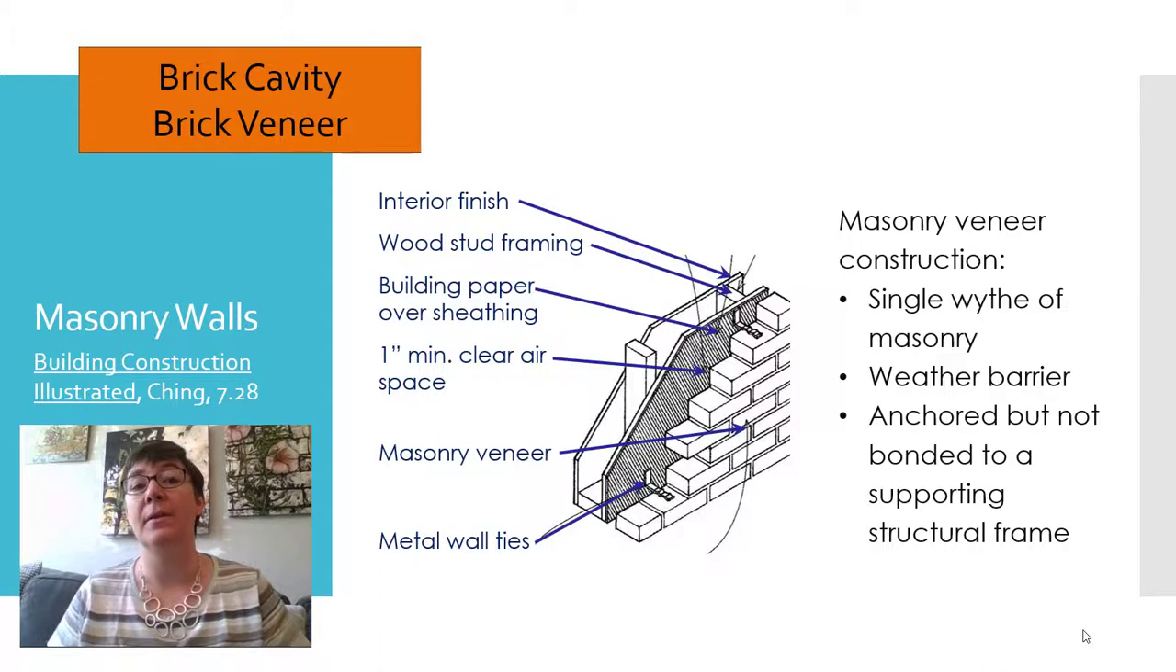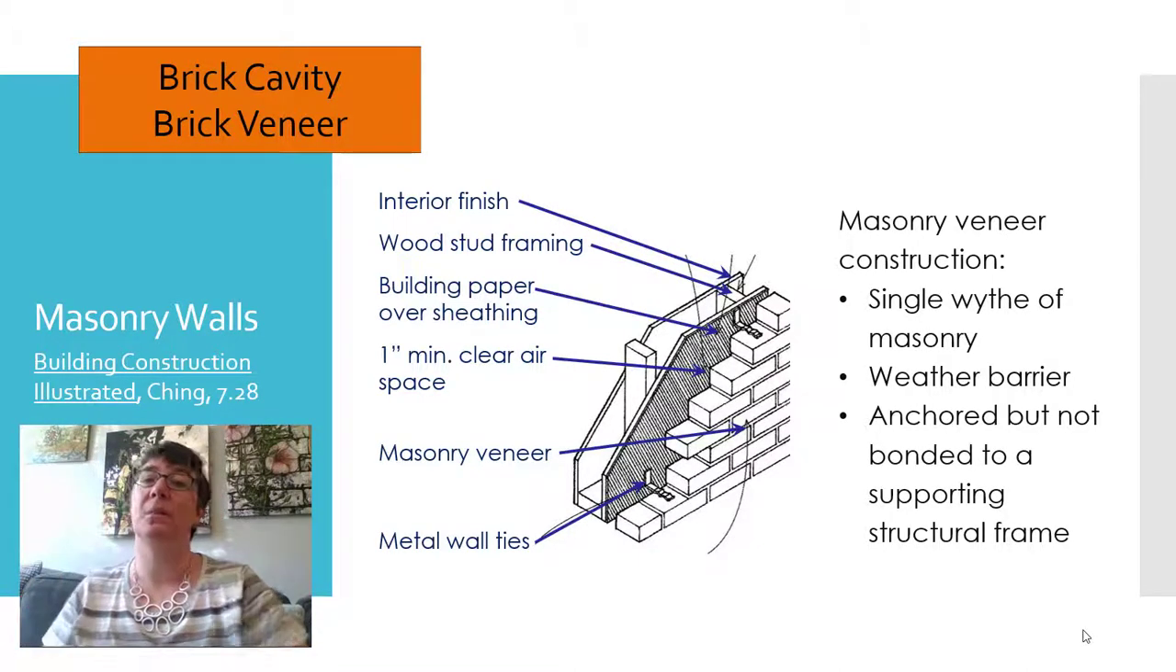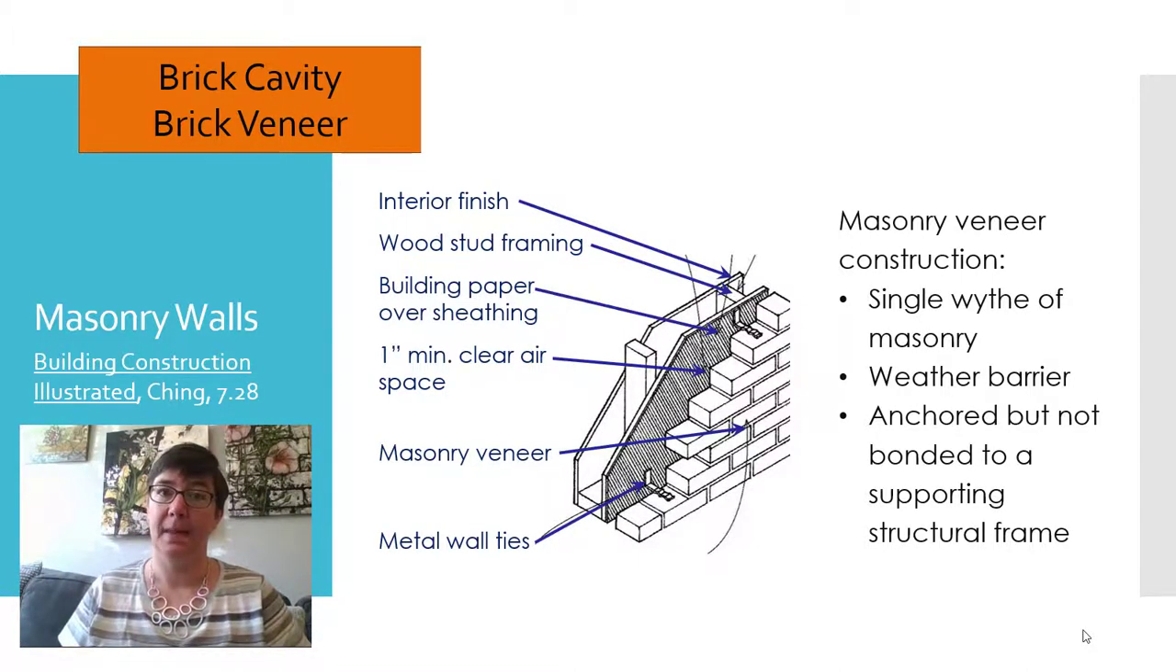Here's a second look at a brick veneer wall. So you'll see the wood stud is actually the structural system of this wall. And then there is an air gap. And then there is a single withe of face brick. Okay? And that brick is tied to the structural system with some metal wall ties.